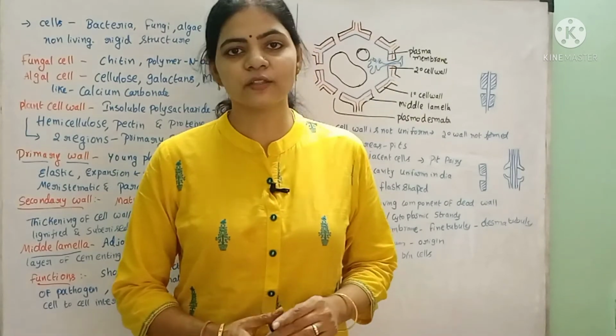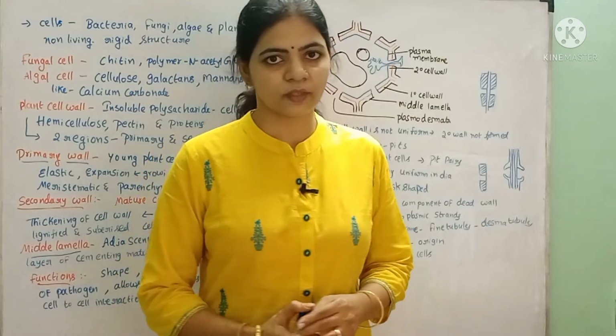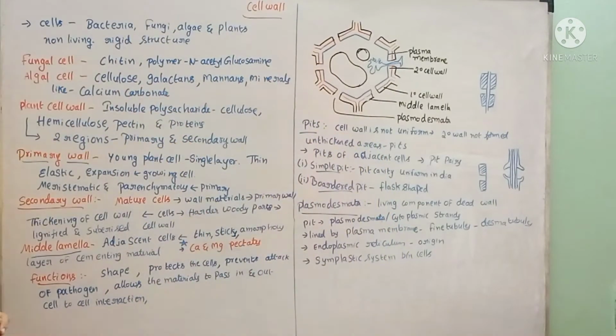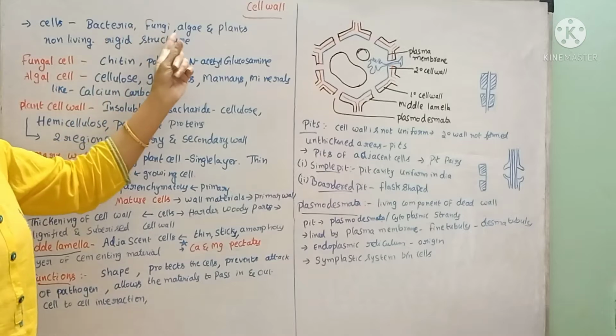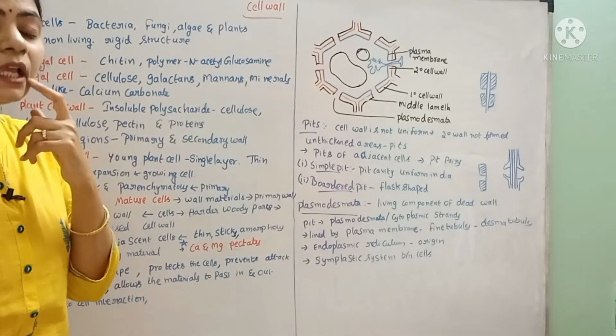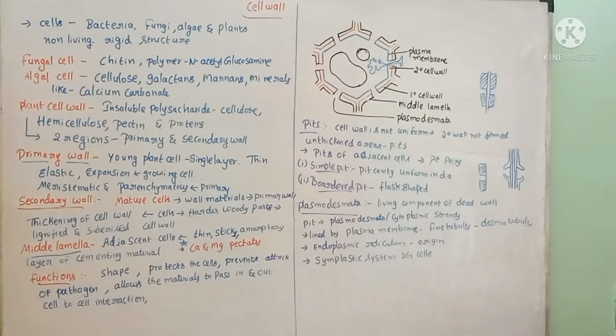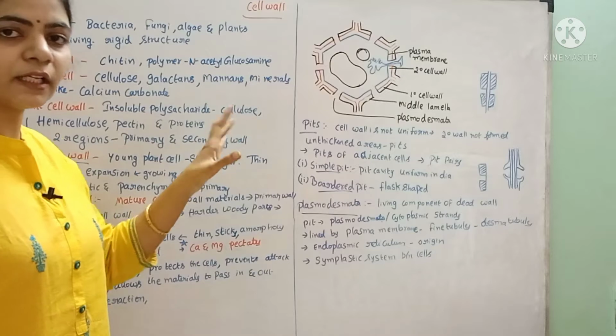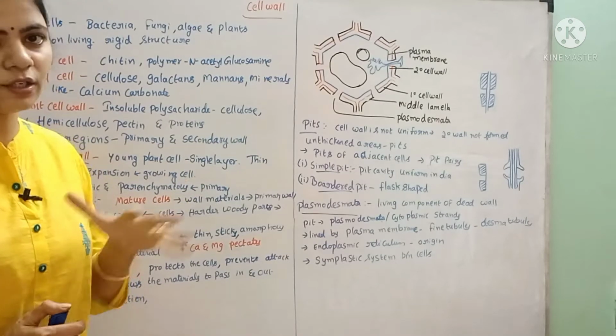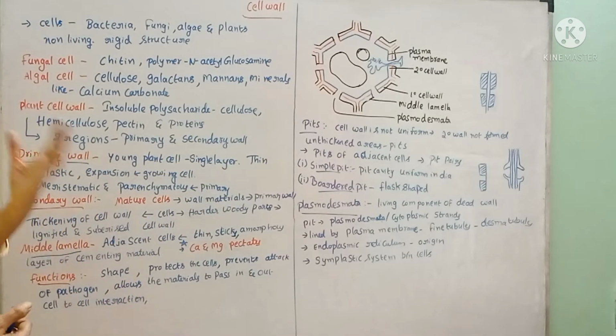In this video we are going to study about the cell wall. So this is the cell wall. It is a non-living rigid structure which is seen in several cells such as bacteria, fungi, algae and plants. In those cells, the outermost layer is called the cell wall. But the chemical composition of this cell wall is not uniform in all these cells. It may vary from cell to cell.